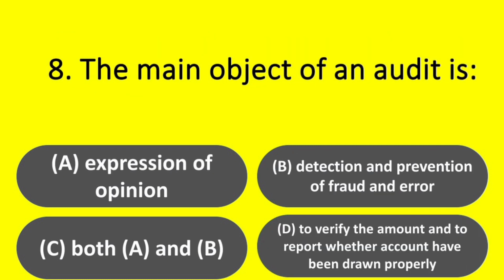Question. The main object of an audit is option A, expression of opinion, option B, detection and prevention of fraud and error, option C, both A and B, option D, to verify the amount and to report whether accounts have been drawn properly. Answer. Option D, to verify the amount and to report whether accounts have been drawn properly.